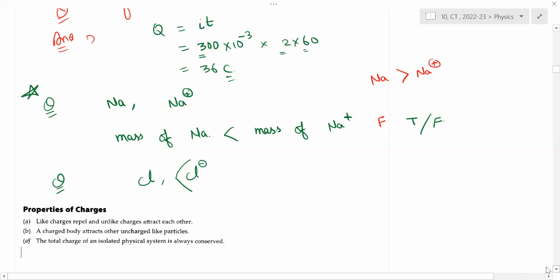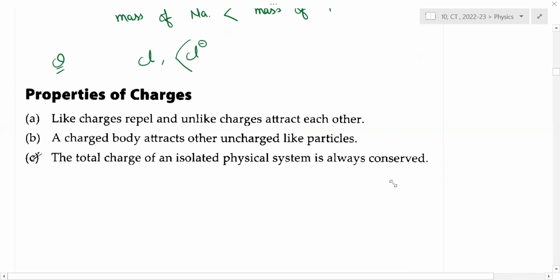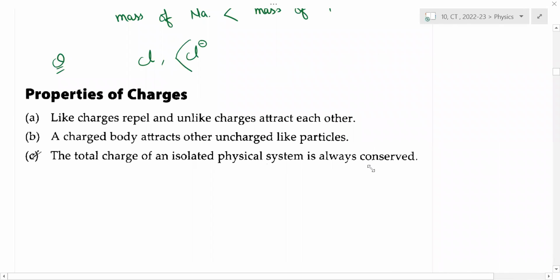Yeah, what is the question? Are you able to see now?